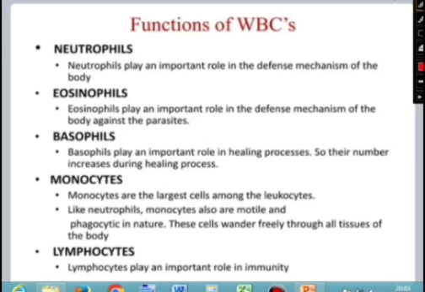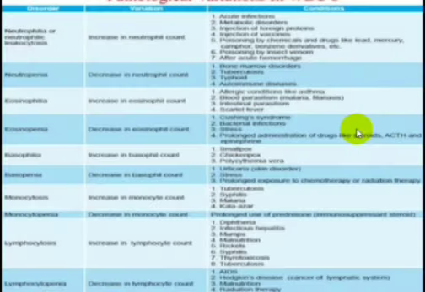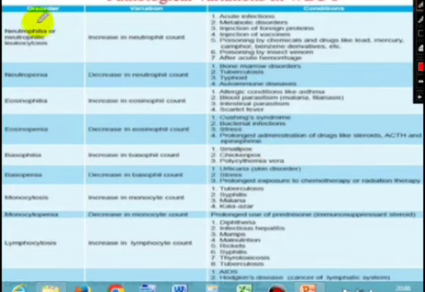Okay, can you see the slide? Okay, this slide shows you a table, and the table is about pathologies of white blood cells. Alright? Pathologies. The first one we have here is neutrophilia.